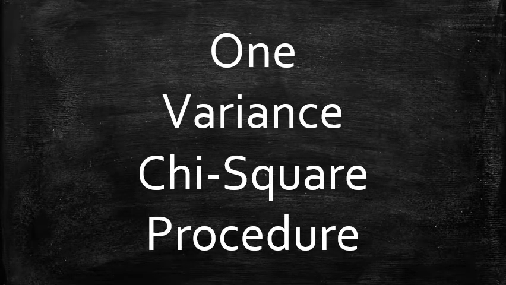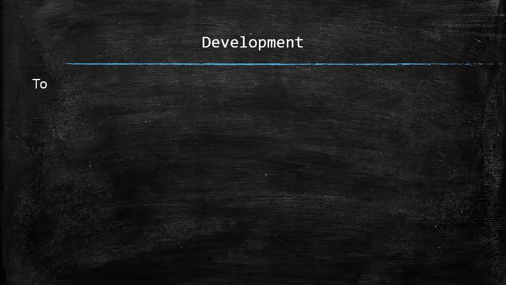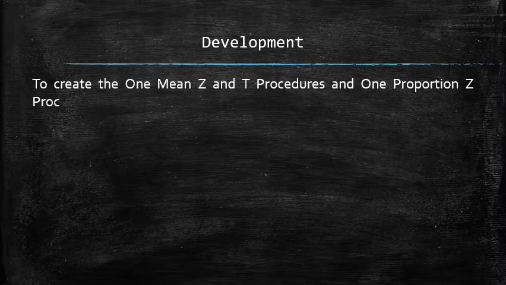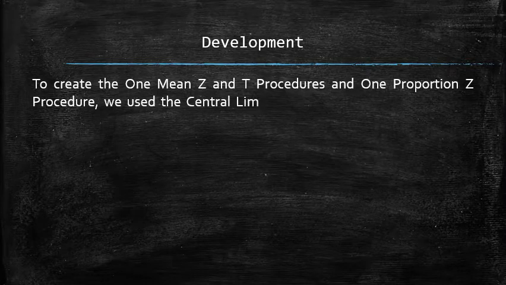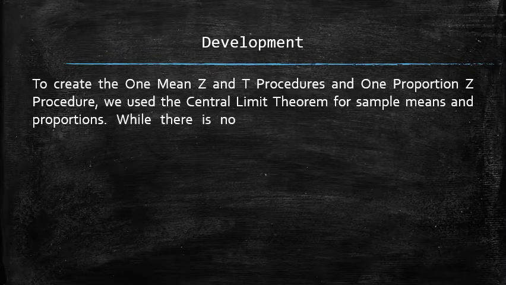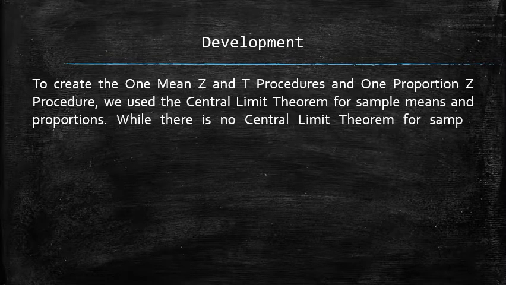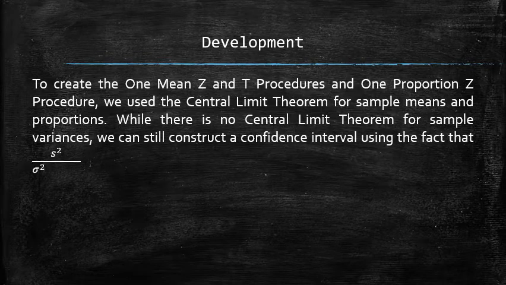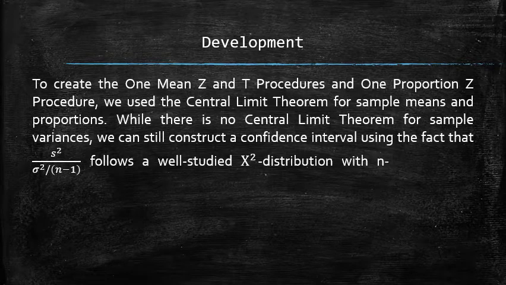Next, I will show how to apply the one-variance chi-square procedure, but let's discuss its development first. To create the one-mean Z and T procedures and one-proportion Z procedure, we used the central limit theorem for sample means and proportions. While there is no central limit theorem for sample variances, we can still construct a confidence interval using the fact that a certain ratio follows a well-studied chi-squared distribution with n-1 degrees of freedom.